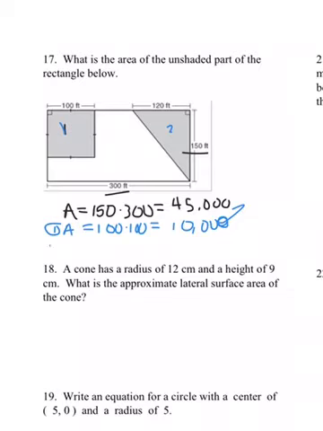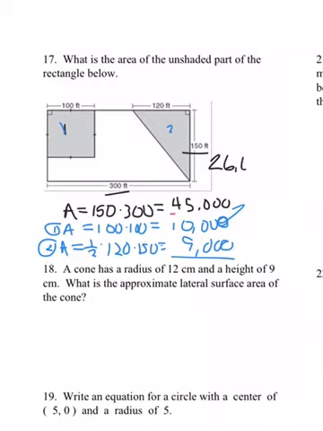And then for the second part, the triangle, you're going to get 1/2 times 120 times 150, and that's 9,000. And you're going to subtract 45,000 minus what combines to 19,000, and your final answer should be 26,000 square feet.